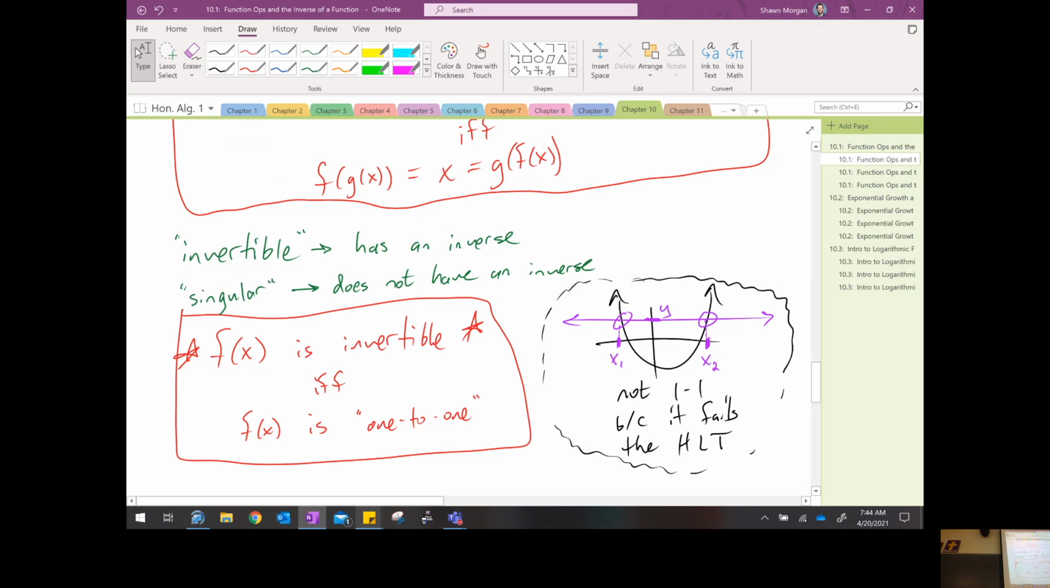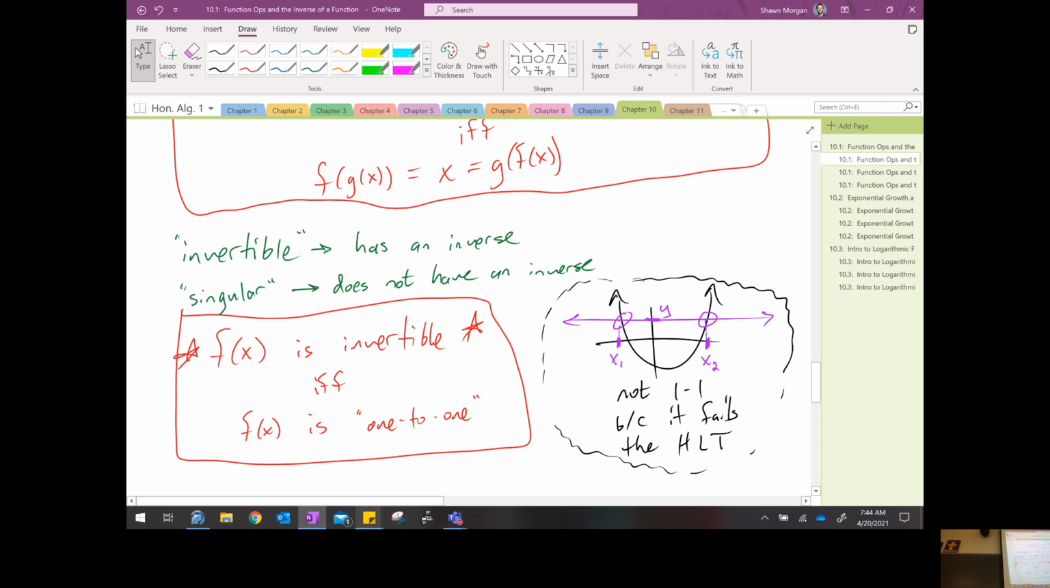Birthdays is a function, right? Every person has exactly one birthday. That's the definition of a function, isn't it? Every input, every x value, matches with exactly one output, exactly one y value. So every person in this room has how many birthdays? Exactly one birthday. But does every one birthday have exactly one person? No. You might share a birthday.